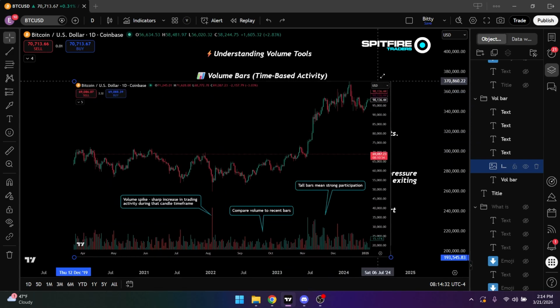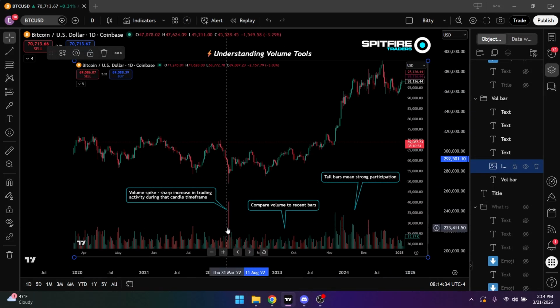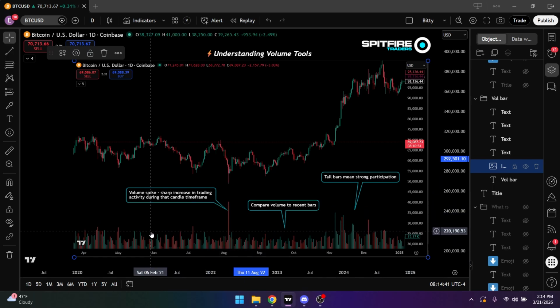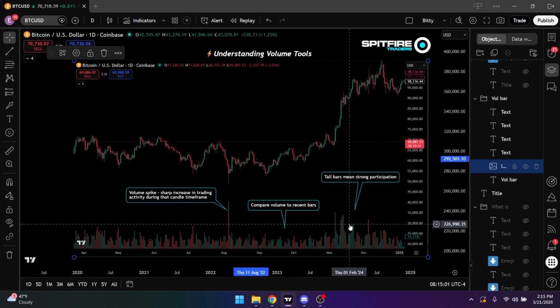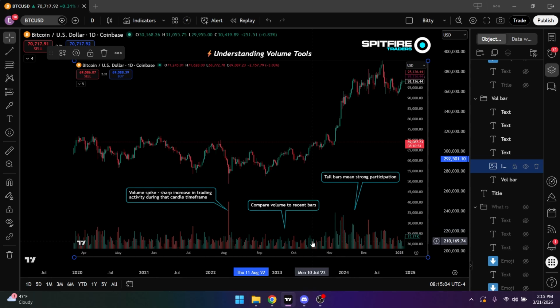It's simple to visualize on the chart. A volume spike is a candle down here that stands out from the previous candles. You always look at volume bars compared to previous recent bars. Tall bars mean strong participation, small bars mean lower participation.